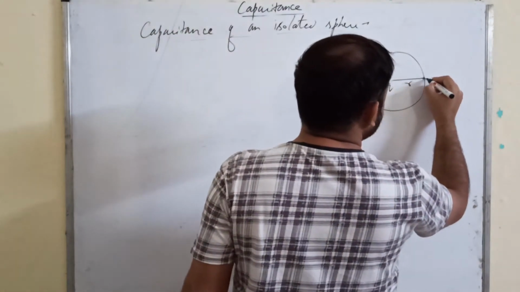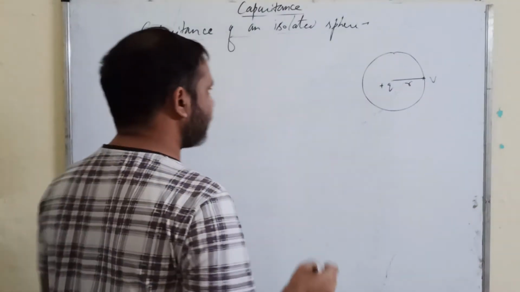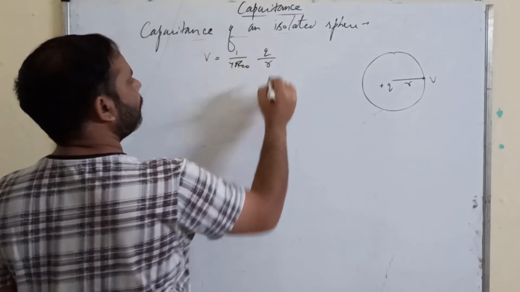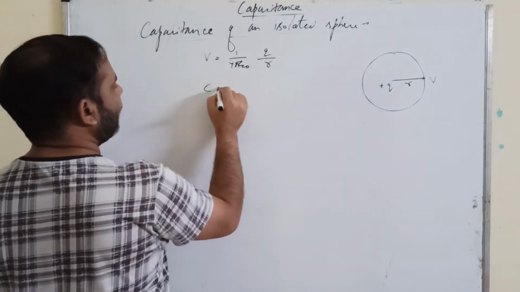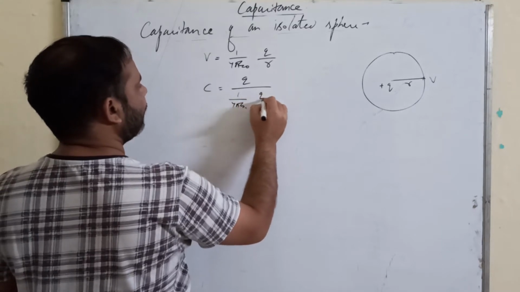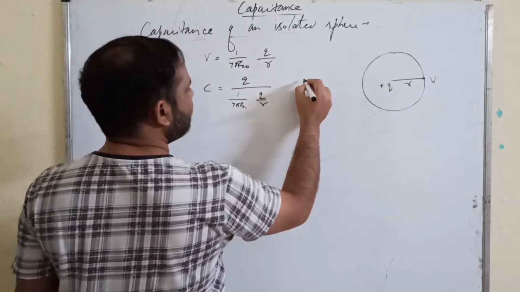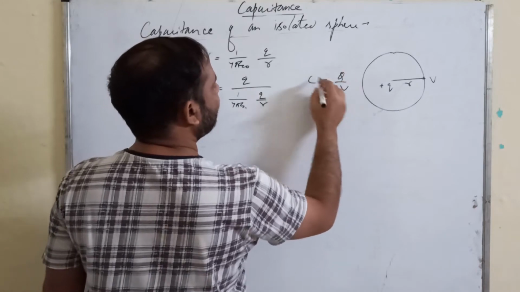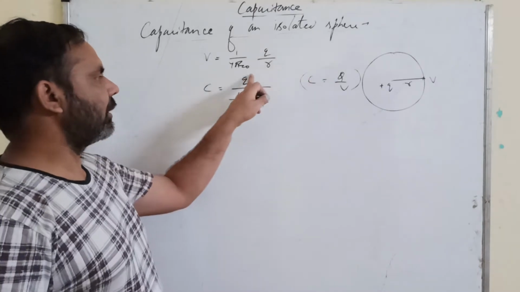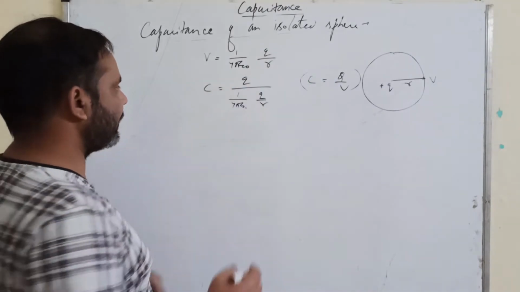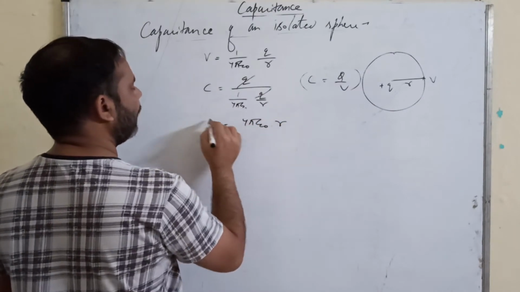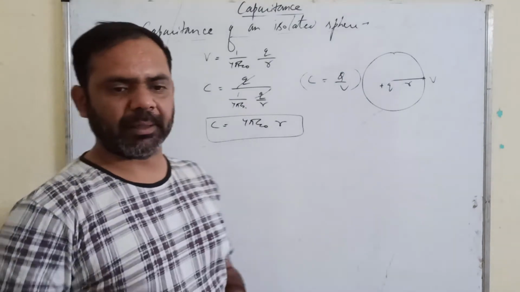Let us suppose V is the potential. So V is equal to 1 upon 4 pi epsilon naught times Q upon R, and therefore the capacitance is Q upon 1 upon 4 pi epsilon naught Q upon R, because C is equal to Q upon V. So Q is this much and V is this expression, so they will get cancelled and you get 4 pi epsilon naught times R. This is the capacitance of an isolated sphere.